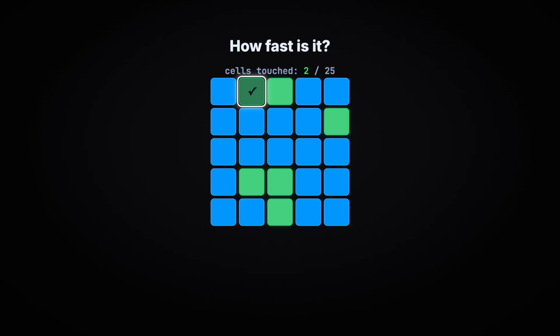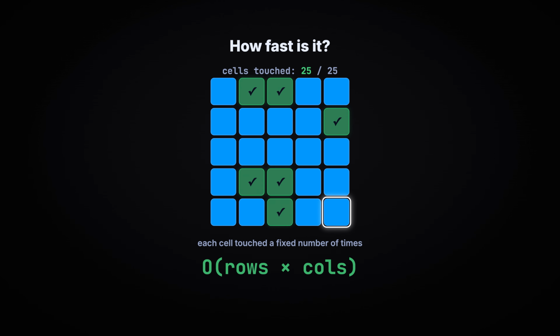Quick word on speed. We touch each cell only a small fixed number of times. So the cost grows just with the size of the grid. Rows times columns. Very efficient. And one note, we used DFS, but BFS solves it the same way. You would just swap the recursion for a queue. Same plan, same answer.